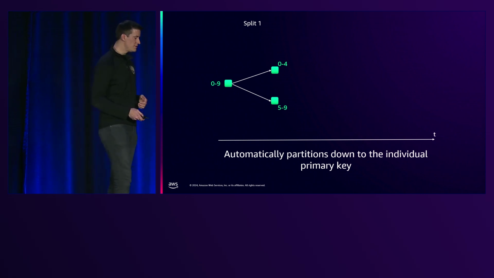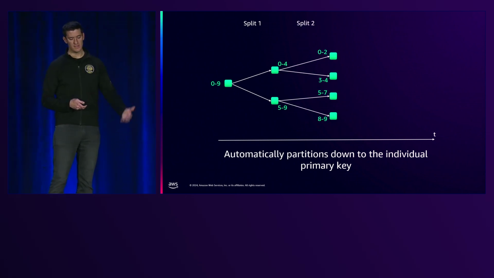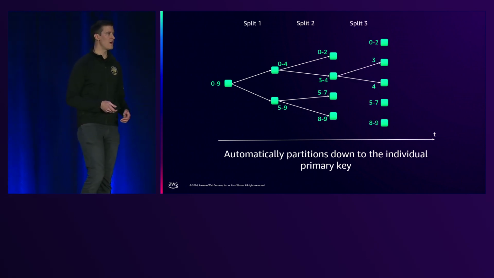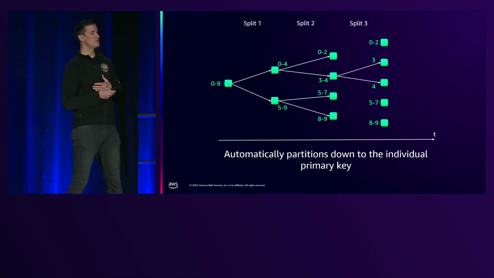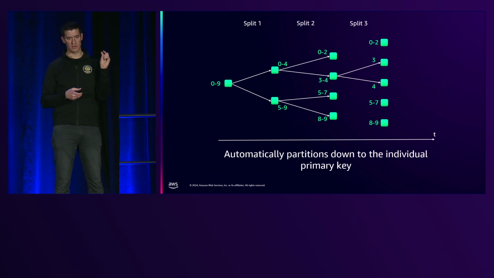Say you continue to drive more traffic. We'll split that as well. Let's say you continue to drive traffic to keys 3 and 4. We'll actually go so far as to scale out the items in your database, all to the point where you can actually have a single primary key on an individual partition.